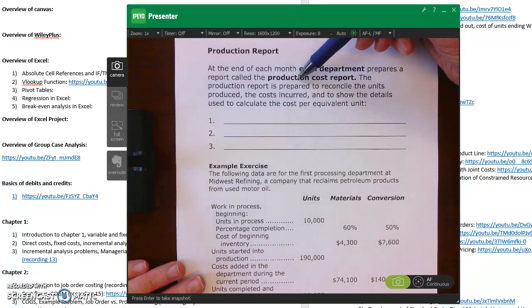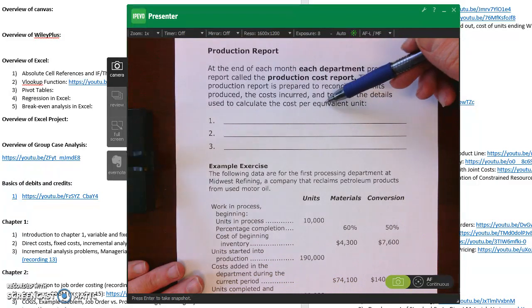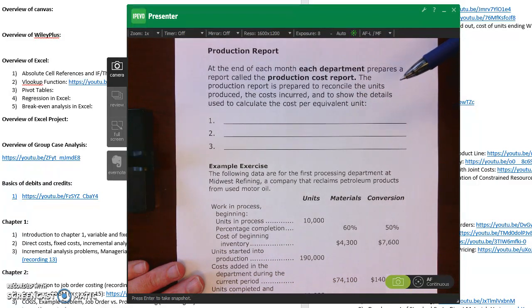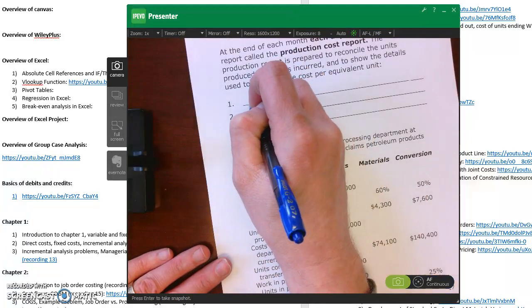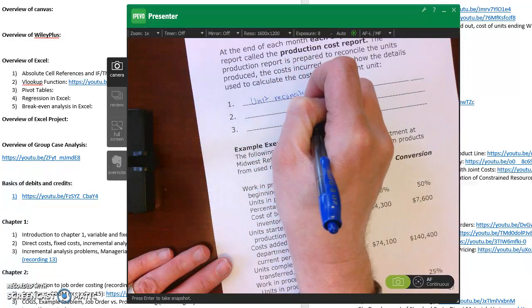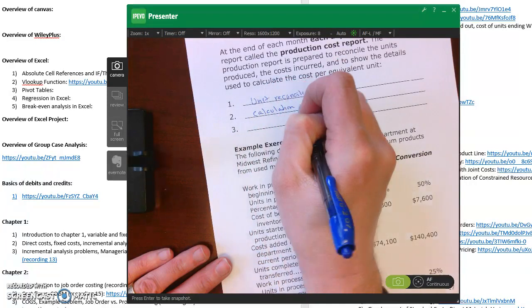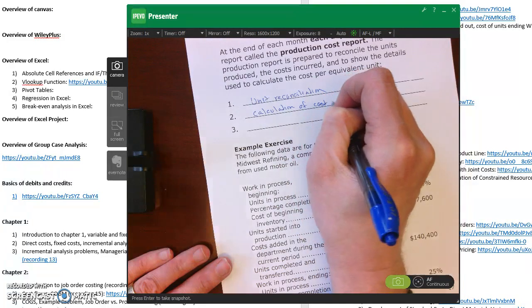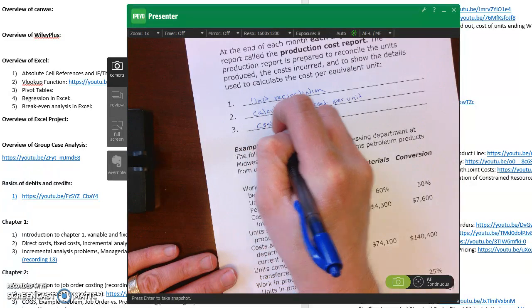Okay, so it says right over here that at the end of each month each department is going to prepare a report called a production cost report. That will have a unit reconciliation, a calculation of cost per equivalent unit, and then also the cost reconciliation. Let's go through and look at each one of those components. As I mentioned before, the first part will be a unit reconciliation, the second part will be a calculation of cost per unit, and the third part will be a cost reconciliation.